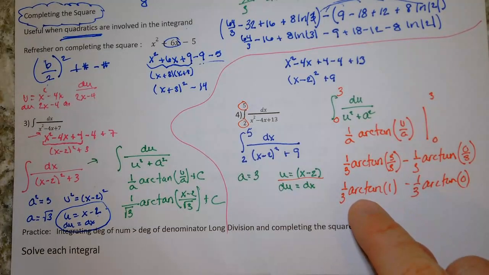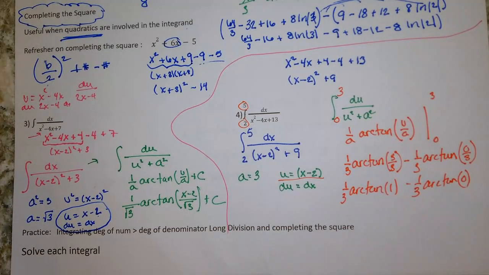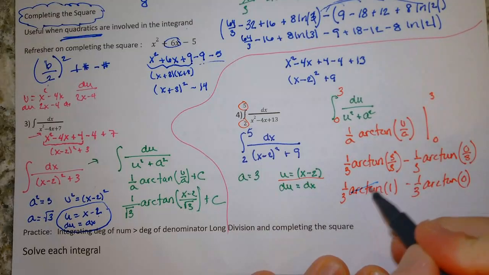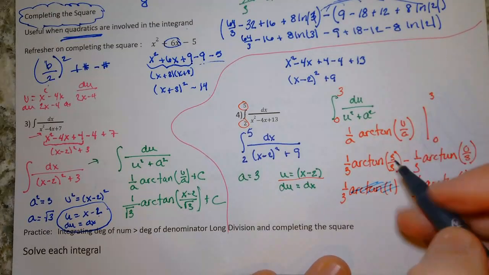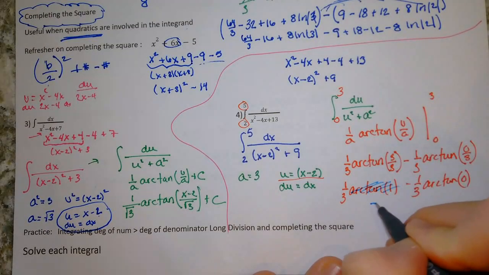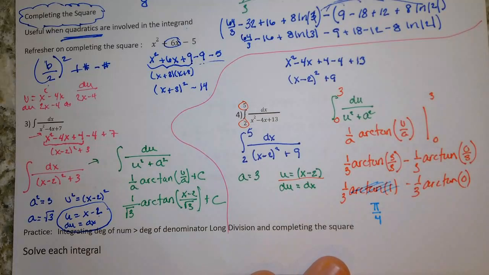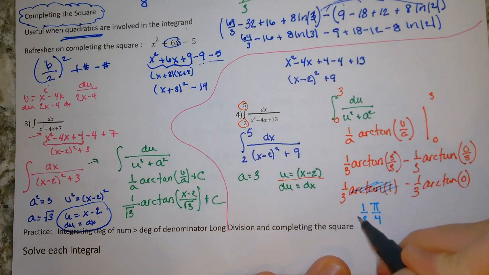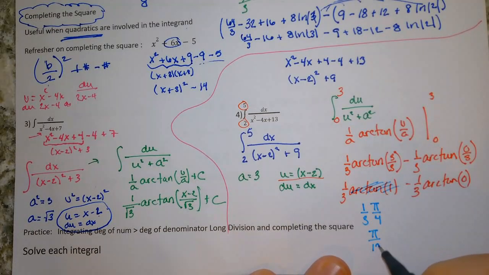We want to know when 1 is the answer. So the tangent of who gets me 1 as the answer? Picture, close your eyes, picture the table. Tangent of who is 1? Hopefully thinking 45 degrees or pi over 4. So I have 1/3 times pi over 4, which of course is pi over 12.